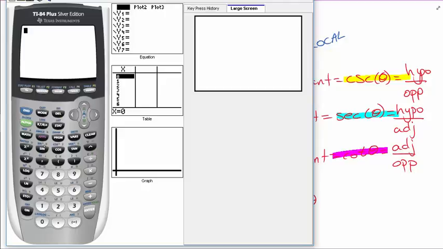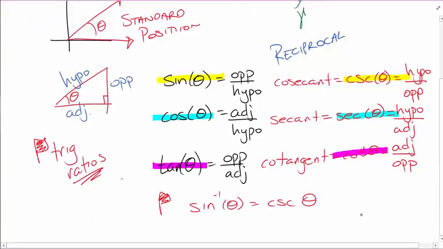That is not the same as the cosecant. These are not equivalent. The sine to the -1 would be called the arc sine or the inverse sine. We'll discuss that later in more depth, but that is not equivalent to the reciprocal of sine.